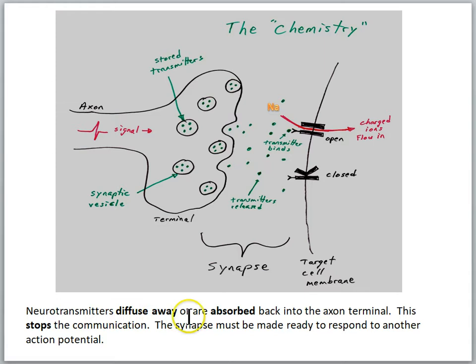Now, neurotransmitters diffuse away or are absorbed back into the axon terminal, and this is important because it stops the communication then between the two neurons. The synapse must be made ready to respond to another action potential. So if these neurotransmitters were hanging around for a long period of time, they would keep on opening up the channels, and then this synapse could not respond to the next action potential that came down to the terminal. So what happens is that these neurotransmitters just diffuse away and are taken up by other nearby cells, or are imported back into the terminal to be recycled. But this has the effect of stopping the communication so that another round of communication can happen in the future.